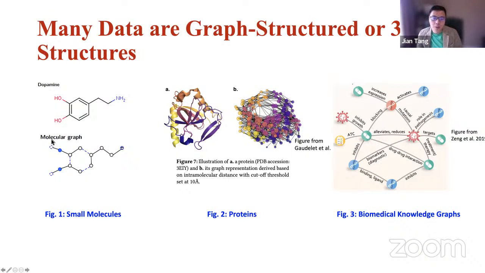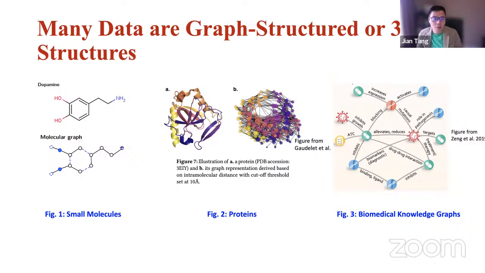But for both small molecules and proteins, they can be represented as graphs. For small molecules, each node is an atom, and the edges between the nodes are the bonds between the atoms. For proteins, there are a few different ways to represent them. We can treat each residue as a node, and use the spatial distance between the residues as edges between the nodes. That means we can also represent proteins as a graph.